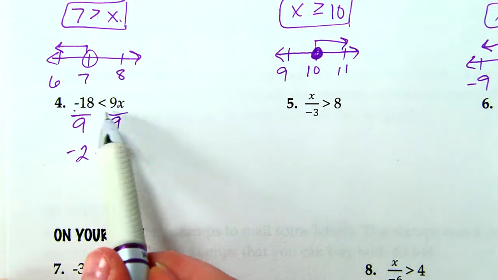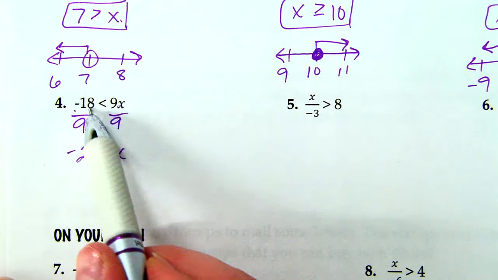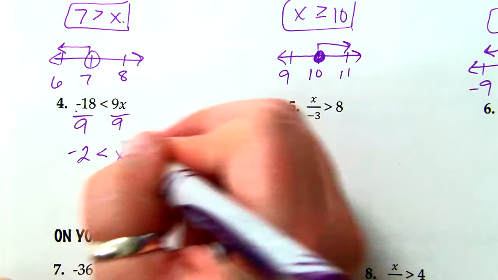So don't look at this one. Look at the one attached to the variable. If that one's negative, then flip it. If it's this one, it does not change anything. So it stays the same.